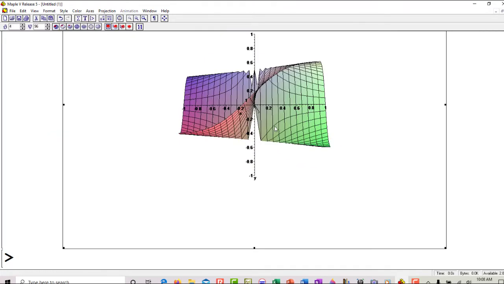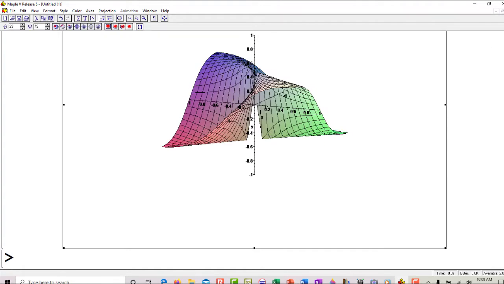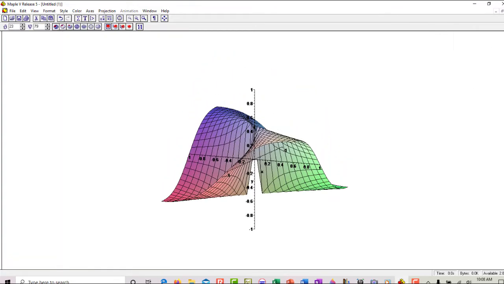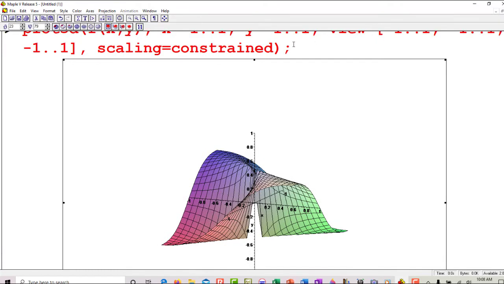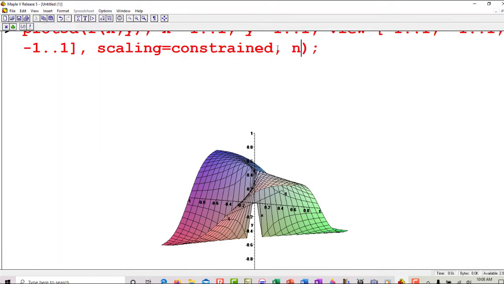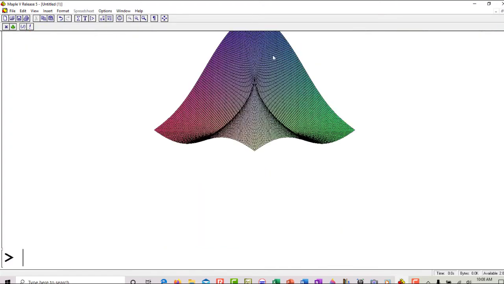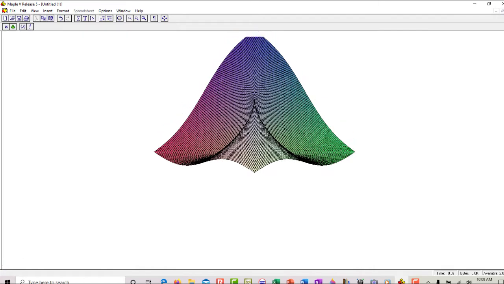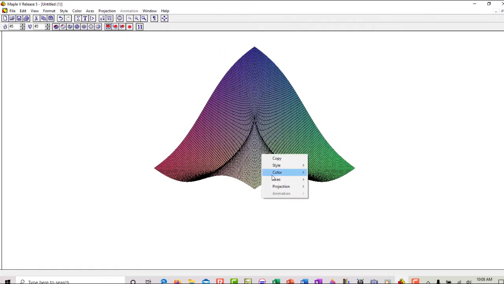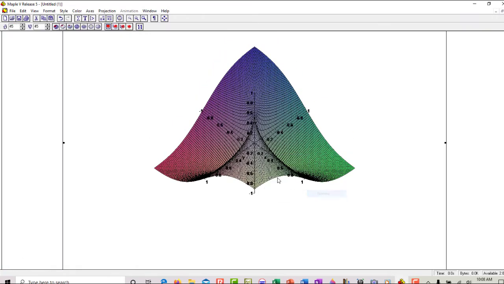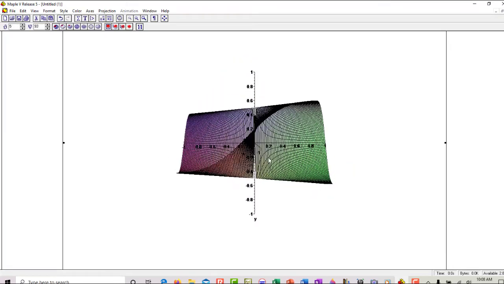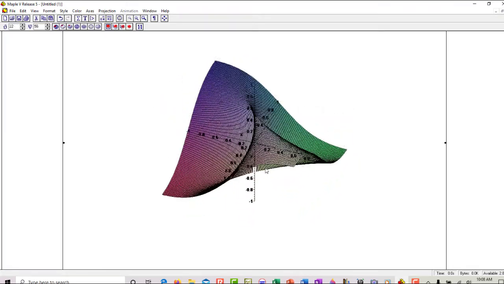And now you can see what's going on. Looks like we need to plot a few more points to get a better idea of what's going on near the origin. So I'm going to change this to be num points equals 10,000. We'll put the coordinate axes back. And you can see what's going on at the origin, that it's not continuous.